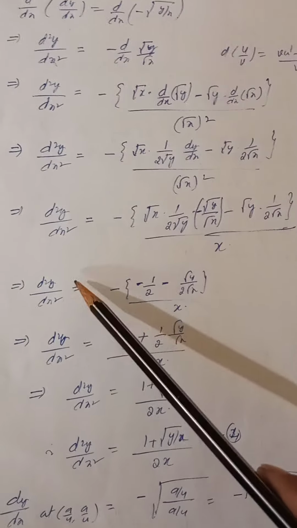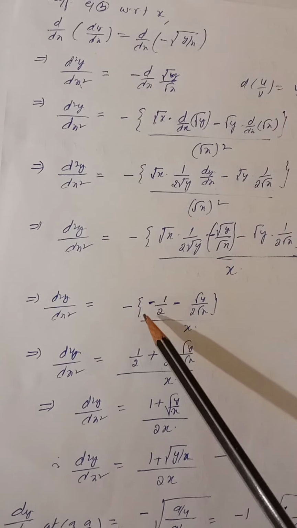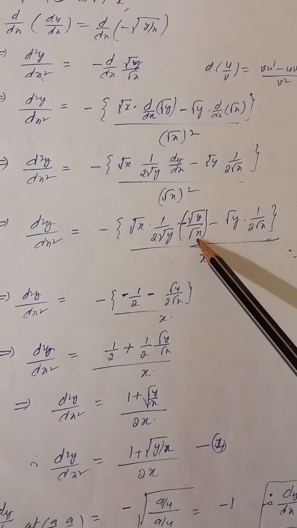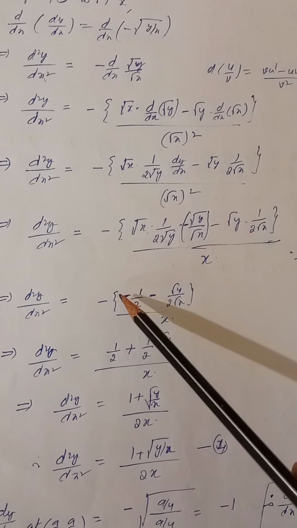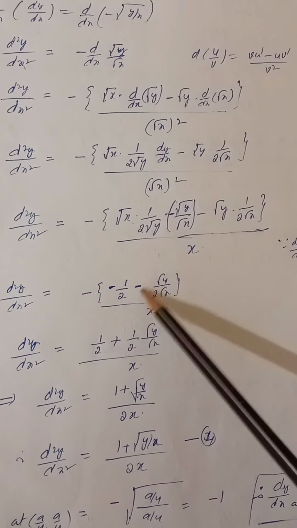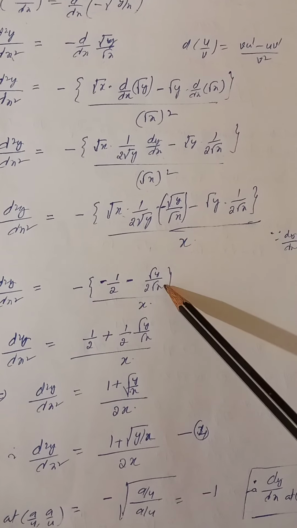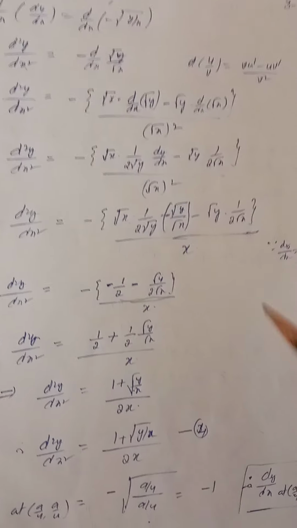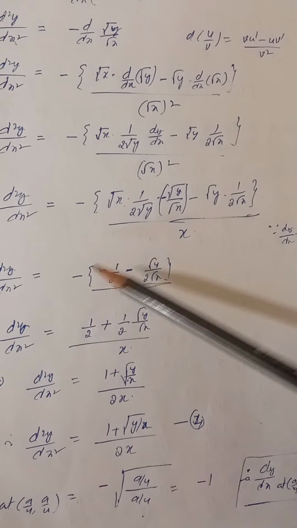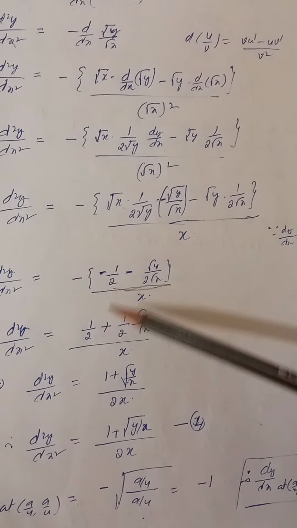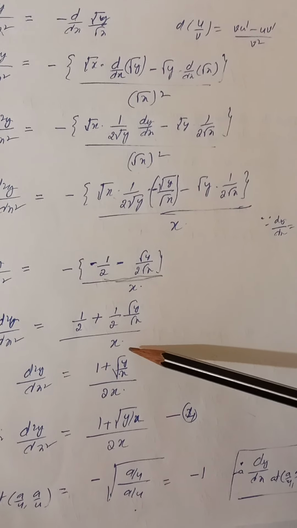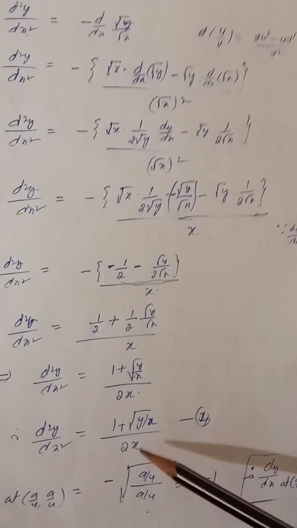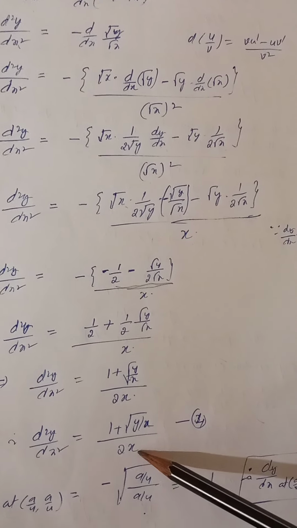Now after simplifying, d²y/dx² is equal to minus 1/2 here, right? √y gets cancelled, √x and √x get cancelled, you will get minus 1/2 only, minus 1/2 into √y by √x, this whole divided by x actually. Now again d²y/dx² is equal to, we are multiplying the minus inside, 1/2 plus 1/2 into √y by √x, divided by x. Therefore d²y/dx² is equal to (1/2)(1 + √(y/x))/x.